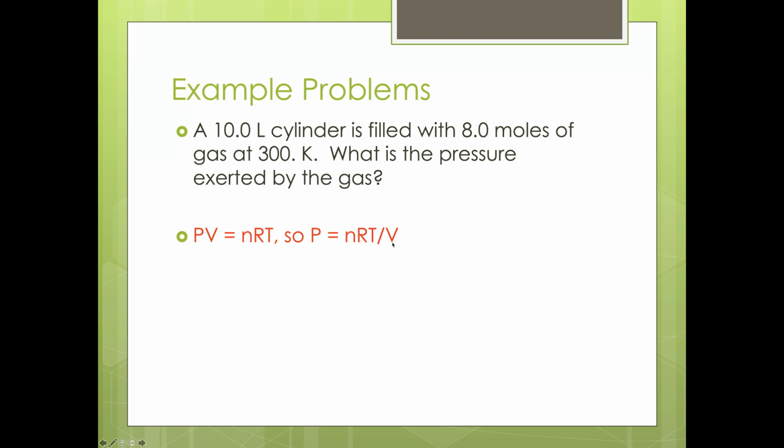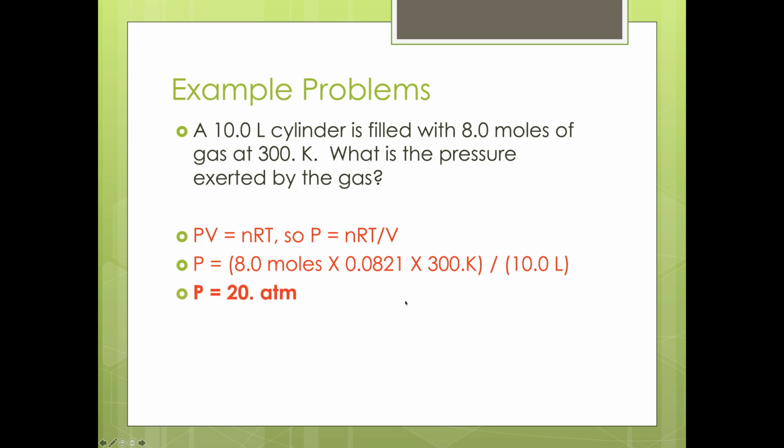We substitute in the numbers. We have 8.0 moles, 0.0821 atmosphere liter per mole Kelvin, 300 Kelvins on top, and on the bottom, we put 10.0 liters, which is the volume. And again, I didn't put the units, but you should. Atmospheres, liters, so that liters cancel out, moles, so moles cancel out, Kelvin, so Kelvin cancels out, so that we end up with atmospheres for our final unit.